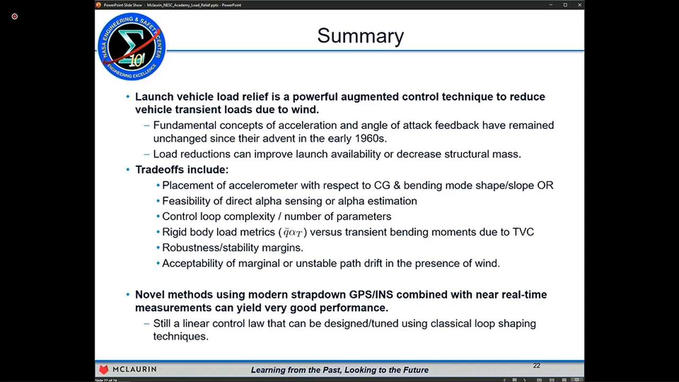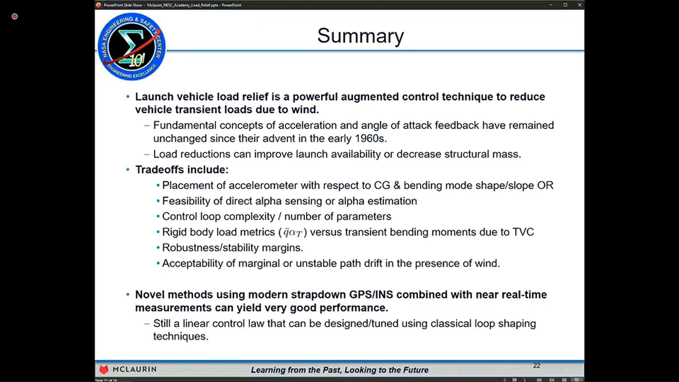All right, so things to keep in mind in the design process: placement of the accelerometer with respect to the CG, how it factors in with the bending modes of the vehicle, whether direct alpha sensing or alpha estimation is feasible, if the range at which the vehicle is flying has those assets like radar or balloons, the timelines for ConOps associated with the availability of those range products, how difficult it is to tune the control loop, considering things other than rigid body load metrics, like transient bending moments due to TVC, which I've hit on a couple of times, stability margins, and then this idea, from a flight certification standpoint, of accepting temporarily unstable or marginally stable path drift due to wind.